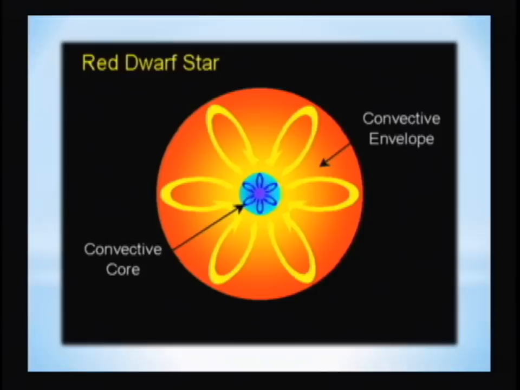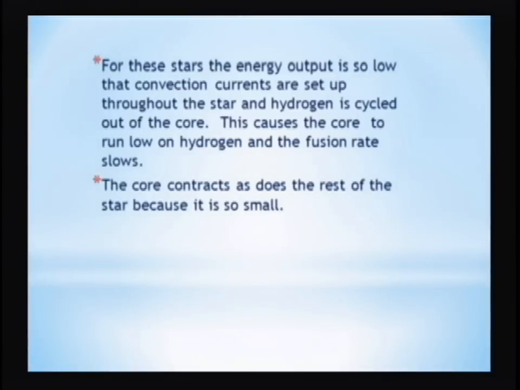But that core itself is more convective, so you're bringing heat to the outer edge of the core, and then, of course, that is going to bring energy to the rest of the envelope of the star. Those poor little stars, their energy output is so low, you're really never going to get to the point that you're able to burn helium or anything else. So the core is going to run low on hydrogen. That fusion rate's obviously going to slow.